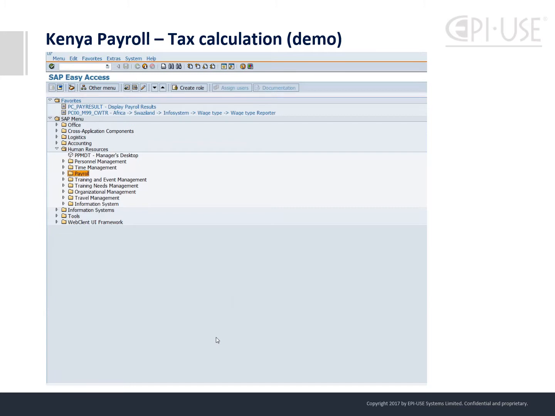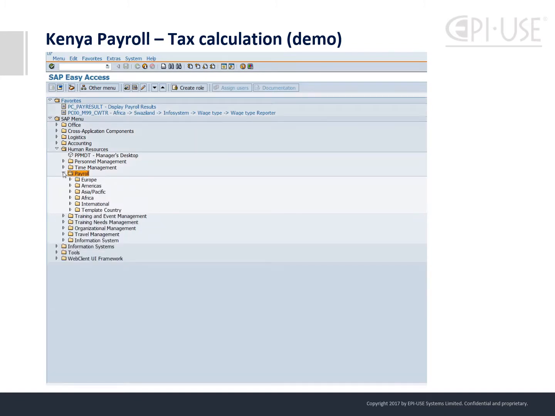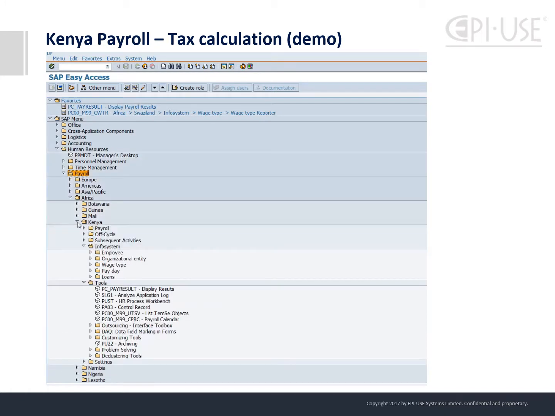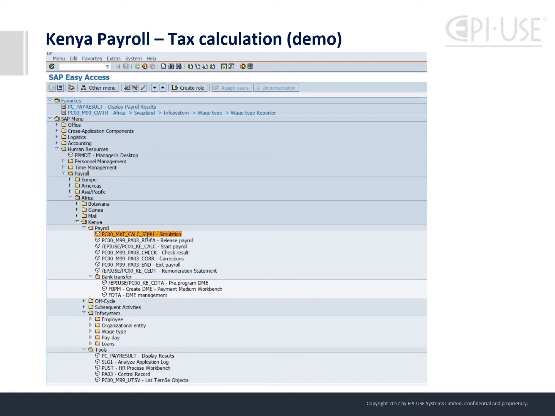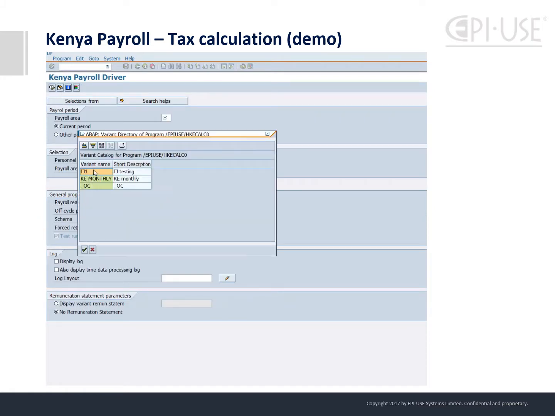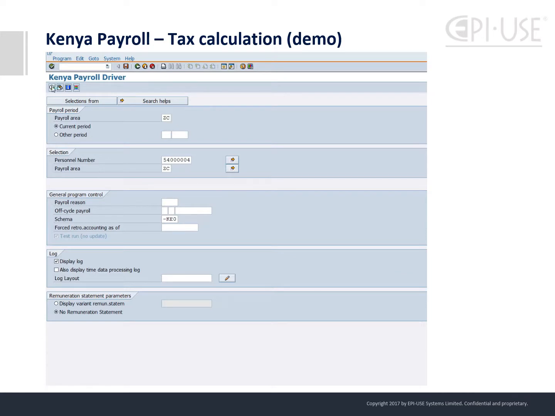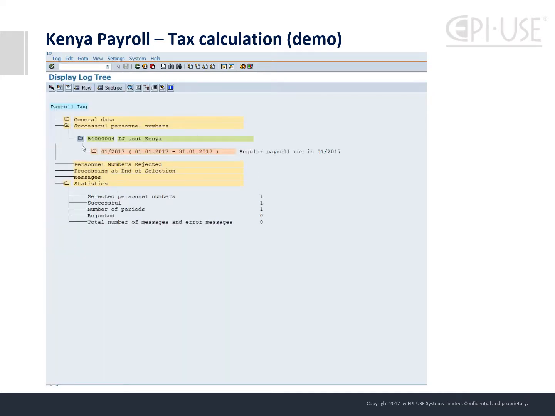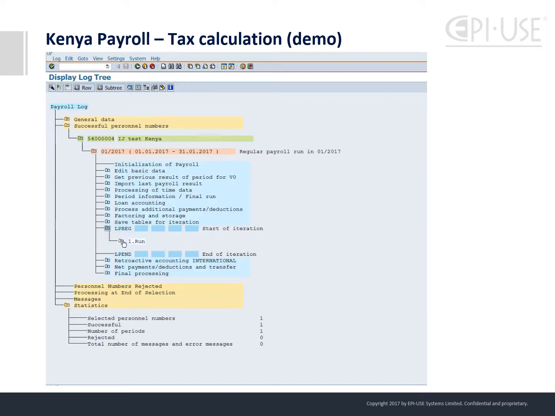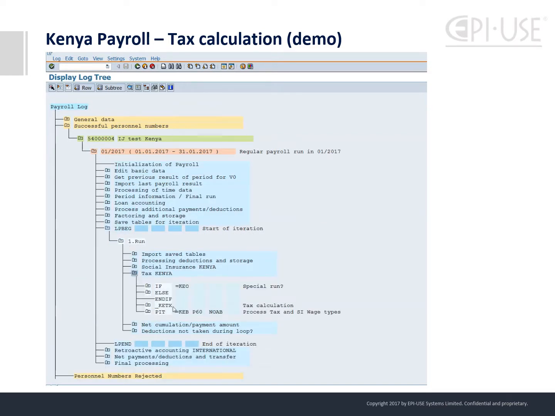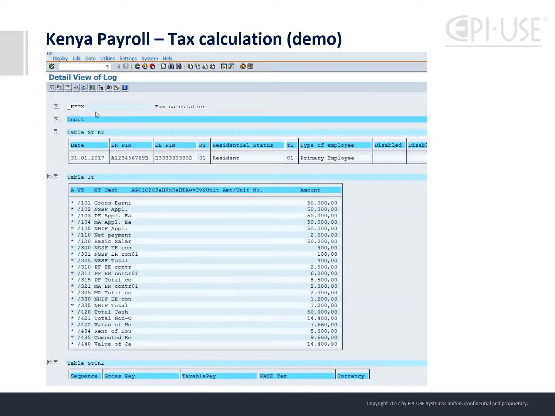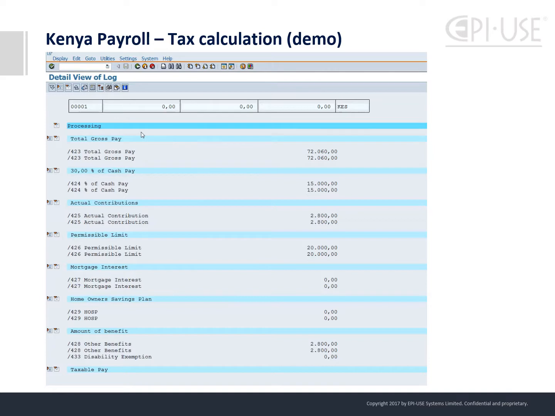Let's have a look at how tax is calculated in the payroll. Remember I said you will find the Kenya payroll under the option payroll, Africa, Kenya. Look at payroll, let's run a simulation. I've set up a variant. And if I run this variant and I open up the log, I move down to the section where the tax is calculated, and there's a function for tax calculation. If I double click on this, I can see all the input tables. If I go down, I see a log which explains step by step how the tax is calculated.